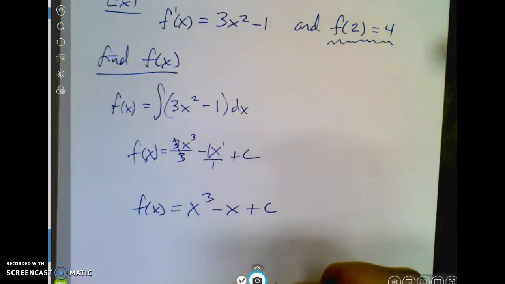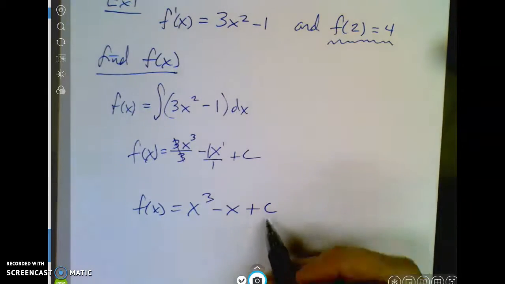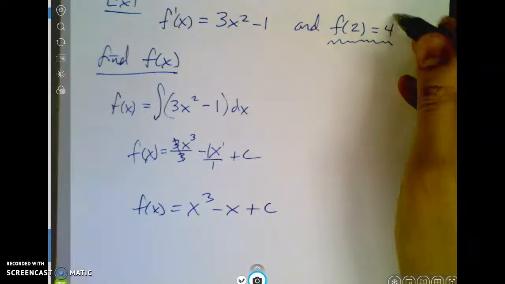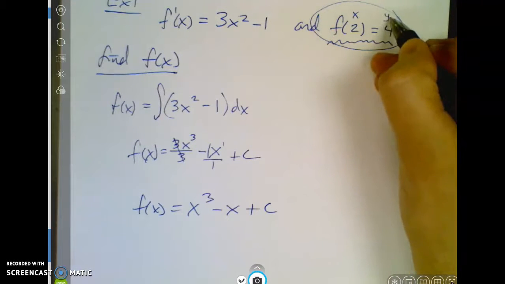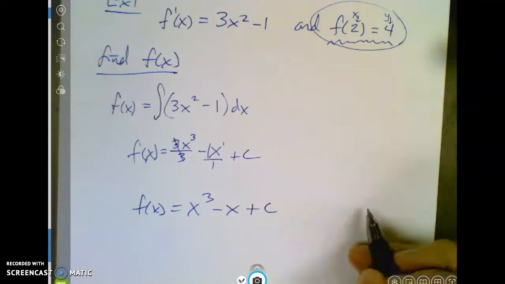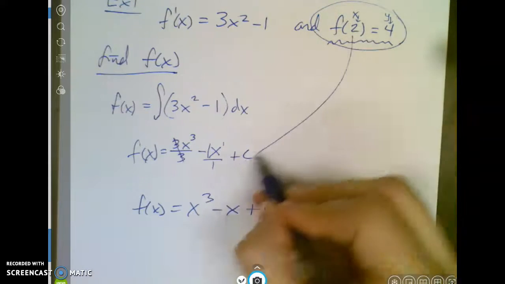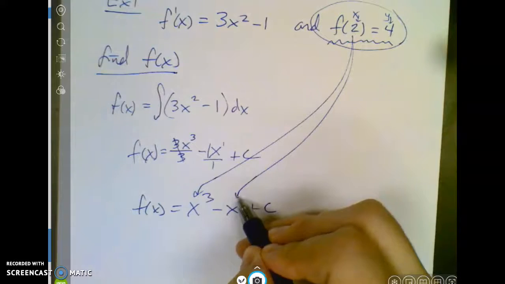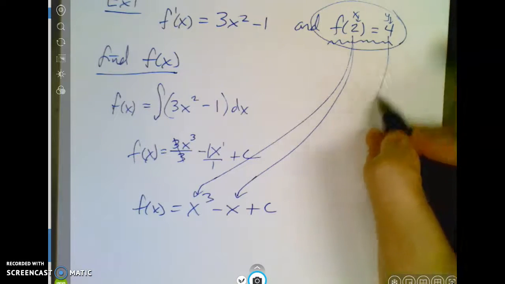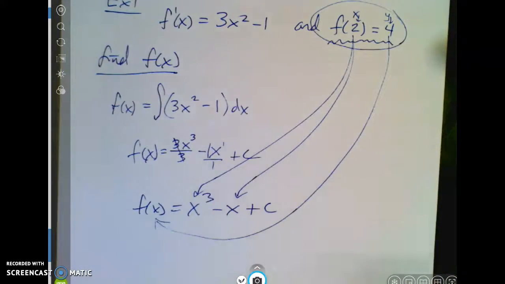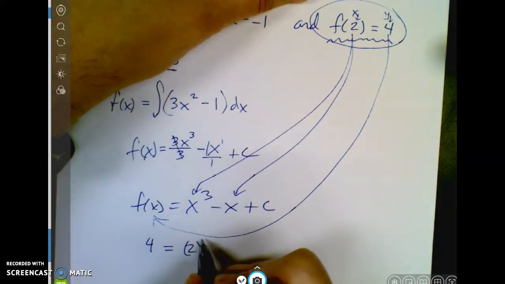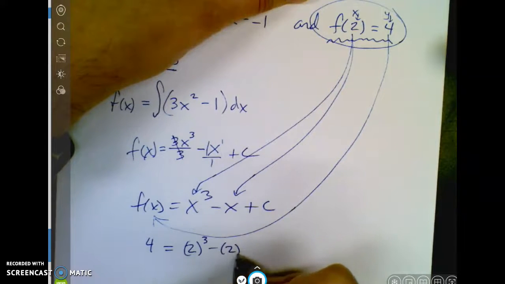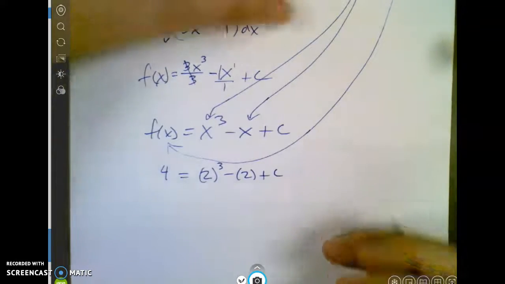So here's the new part. I can actually figure out what c is by using this info and plugging it in. Remember, there's your x and there's your y. Okay, so in this problem, if I plug a 2 in everywhere I see an x, and I plug a 4 in for y, or f of x, then I can actually figure out what c is worth. Use parentheses, you'll be less likely to make a mistake. And then I just solve this down.